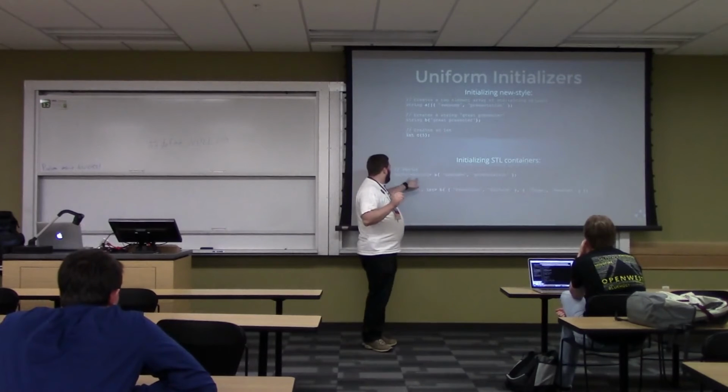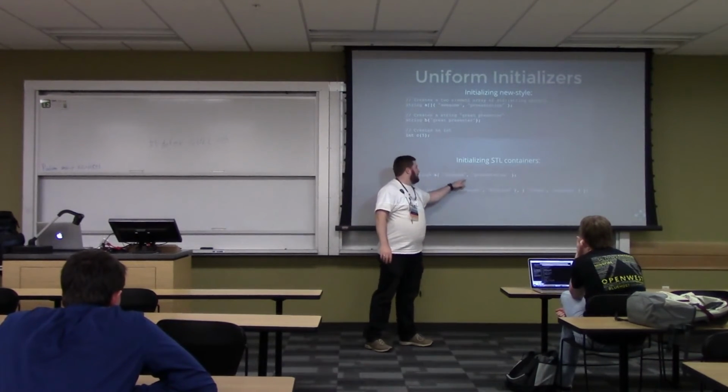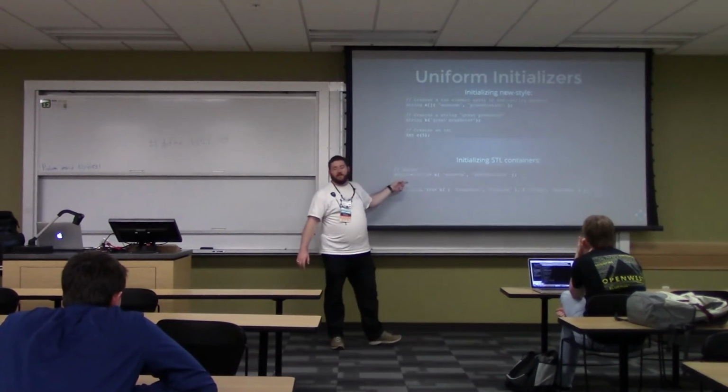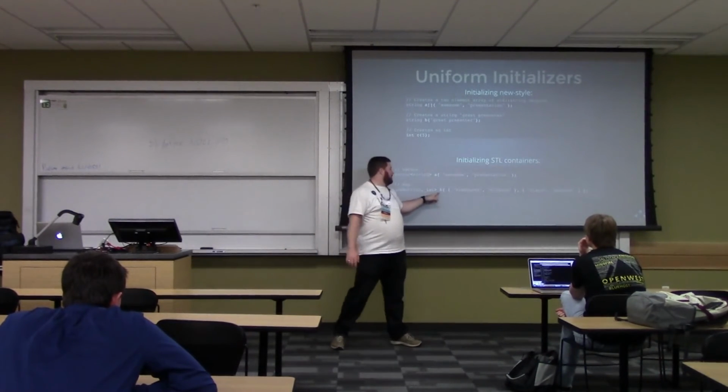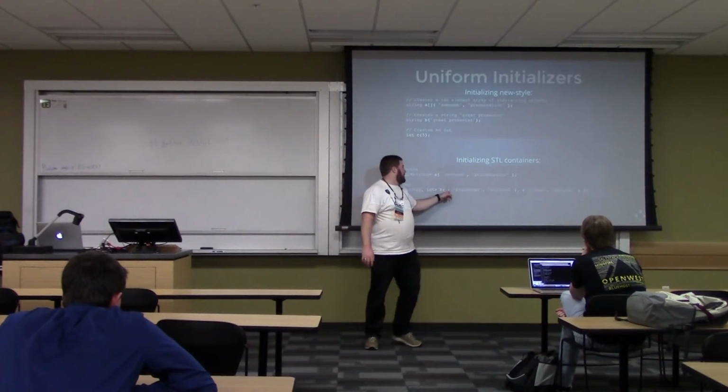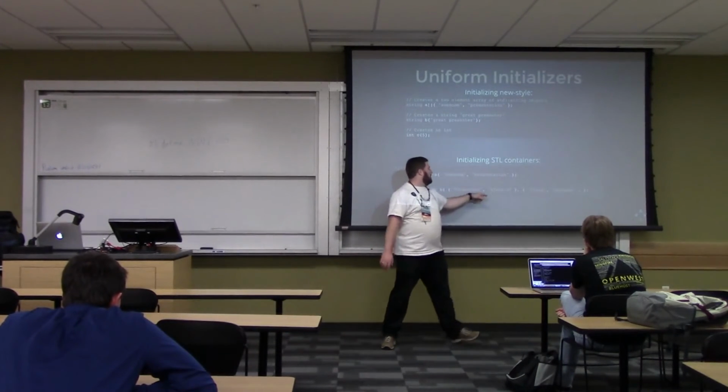So if I have a vector of strings, A, awesome, comma, presentation, that will initialize a vector of strings with those values. Map, same thing, except now we have open braces and then we pass pairs in those. Presenter Richard, class awesome.